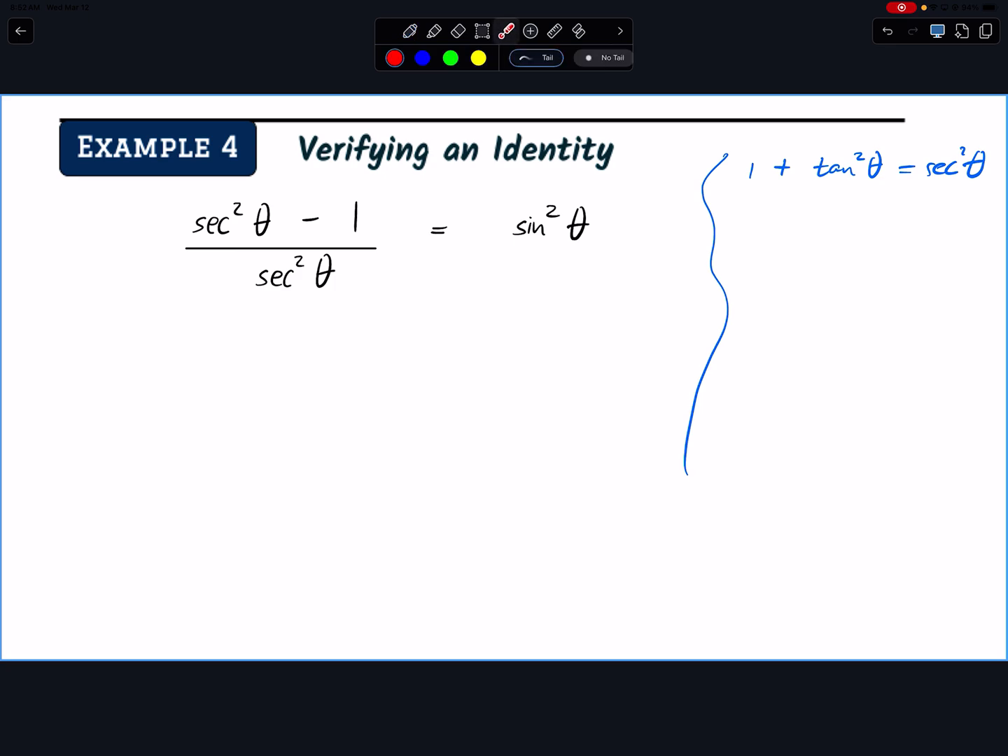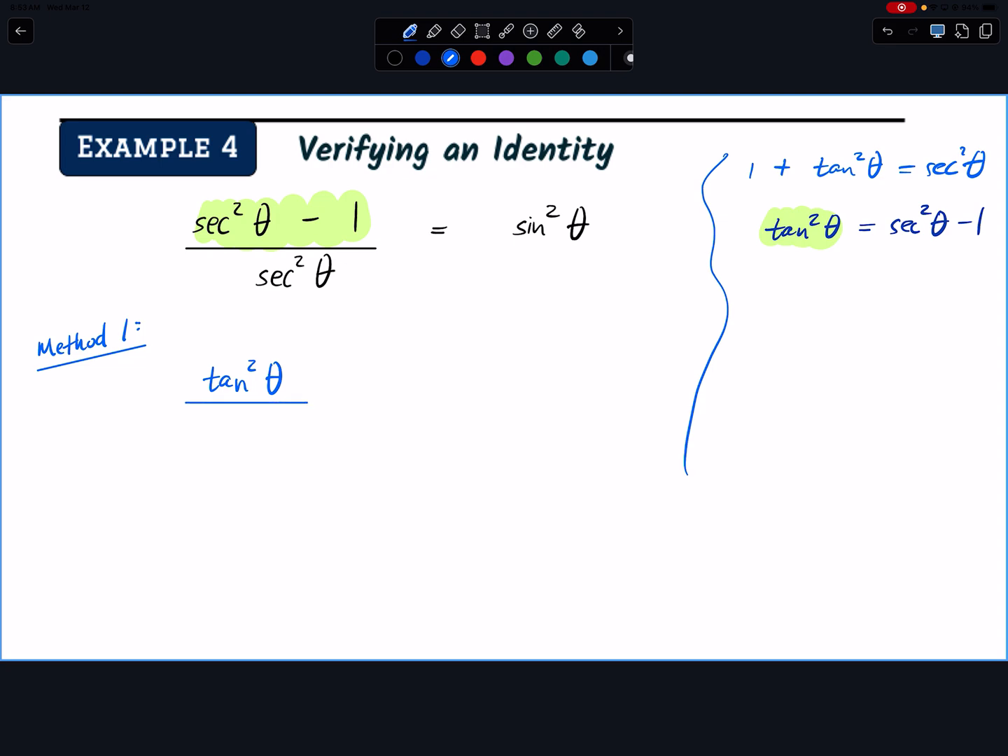Now, if I want this, how could I change this so that way I get that? What do I have to do to both sides? Subtract 1. So then tangent squared theta is just equal to secant squared theta minus 1 if I subtract 1 from both sides. Does that make sense, guys? So I'm going to replace this with this because it means the same thing. Okay, so this is going to be method 1 of how you guys could do this. So if I replace the numerator with tangent squared, I'm going to get tangent squared theta divided by secant squared theta.